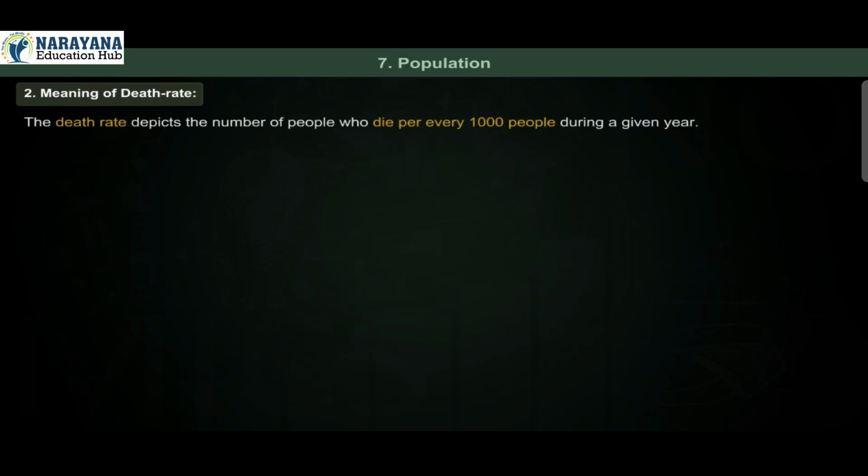Meaning of death rate. The death rate depicts the number of people who die per every 1000 people during a given year.